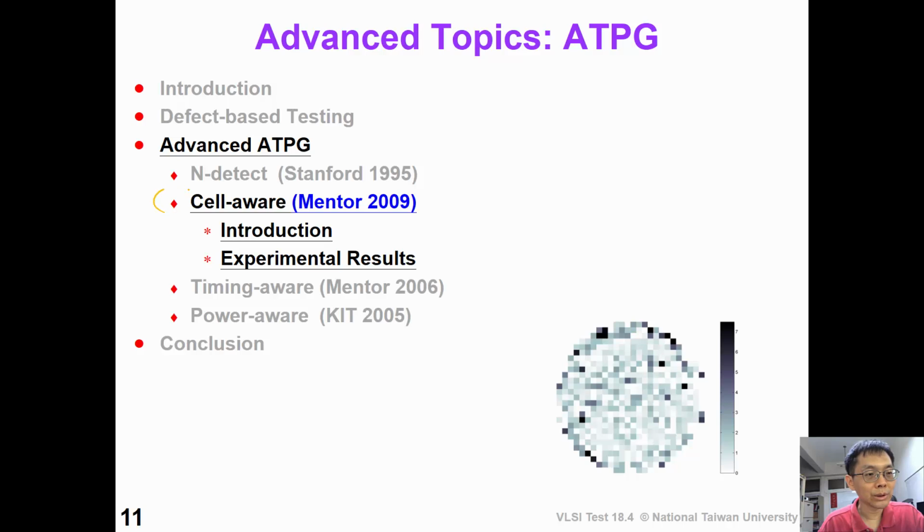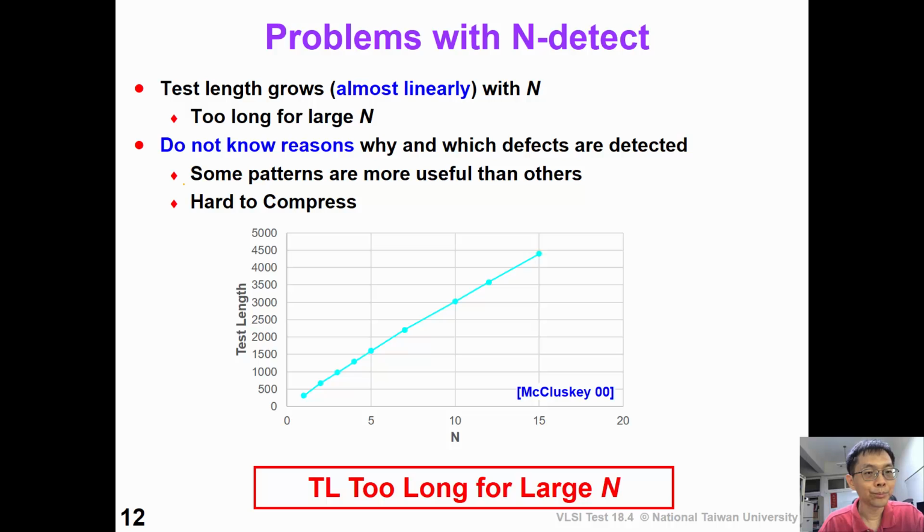Now let's move on to cell-aware ATPG. N-detect is a very nice technique to reduce DPM, but it has 2 major problems. First, the test length grows very quickly, almost linearly with N. As we can see from this picture, which is taken from the experiment, the test length increases almost linearly with the number of N. So if we want a very effective test, the test length is too long.